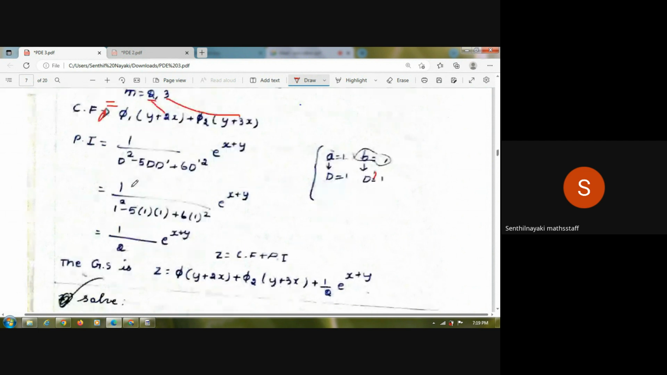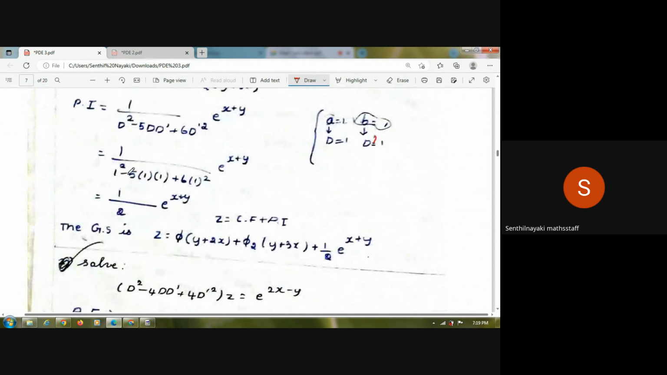So what will we get? 1 square minus 5 into 1 into 1 plus 6 into 1 square, into e power x plus y. After simplifying, 1 minus 5 plus 6. So we get 6 plus 1 is 7, 7 minus 5 is 2. So 1 by 2 e power x plus y. So this is the particular integral value.